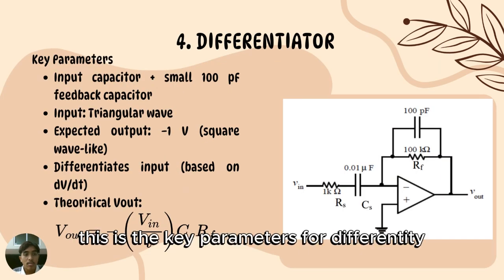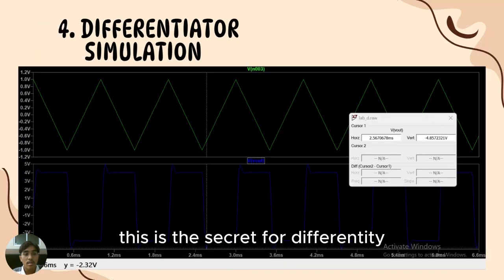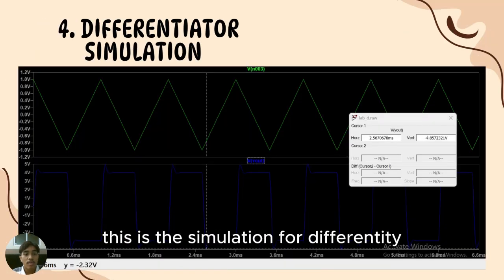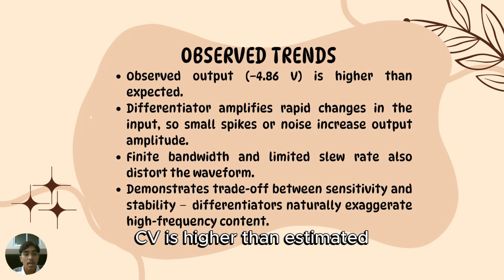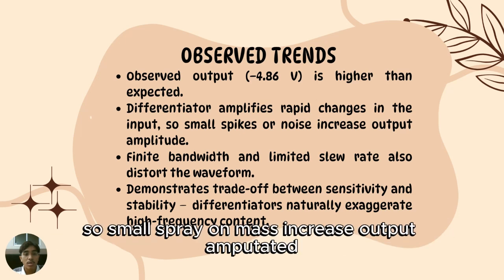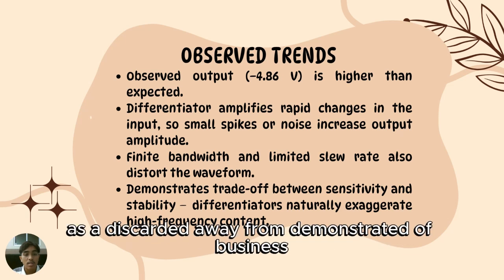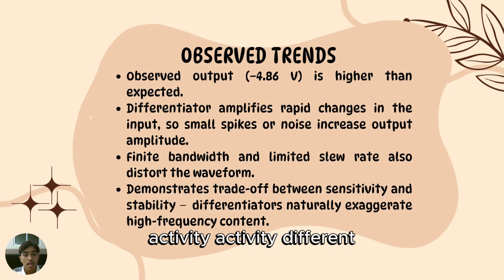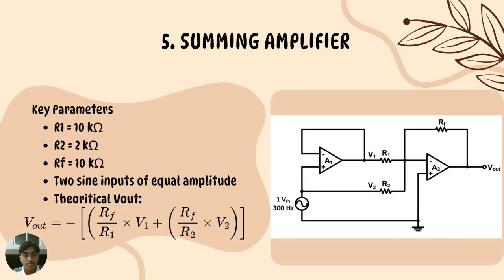These are the key parameters for the differentiator. This is the circuit for the differentiator. This is the simulation for the differentiator. The observed output is negative 4.86 volt, which is higher than expected. The differentiator amplifies rapid changes in the input, so small spikes or noise increase output amplitude. Finite bandwidth and limited slew rate also distort the waveform, demonstrating the trade-off between sensitivity and stability. Differentiators naturally exaggerate high frequency content.